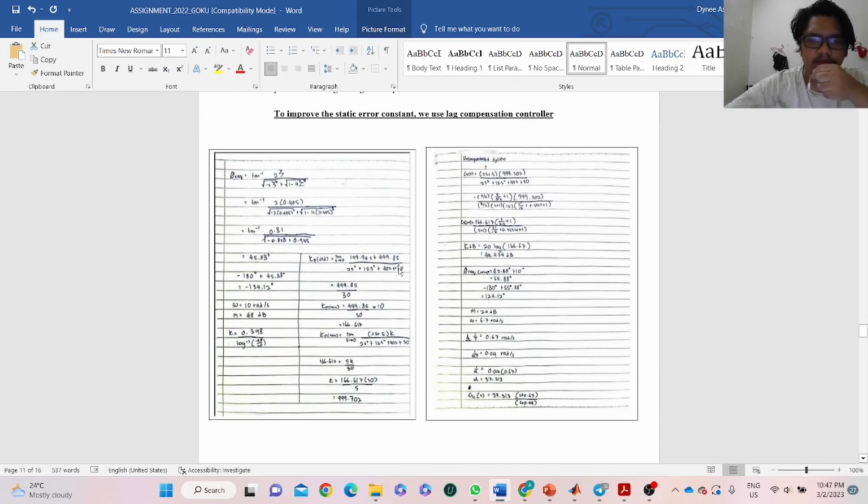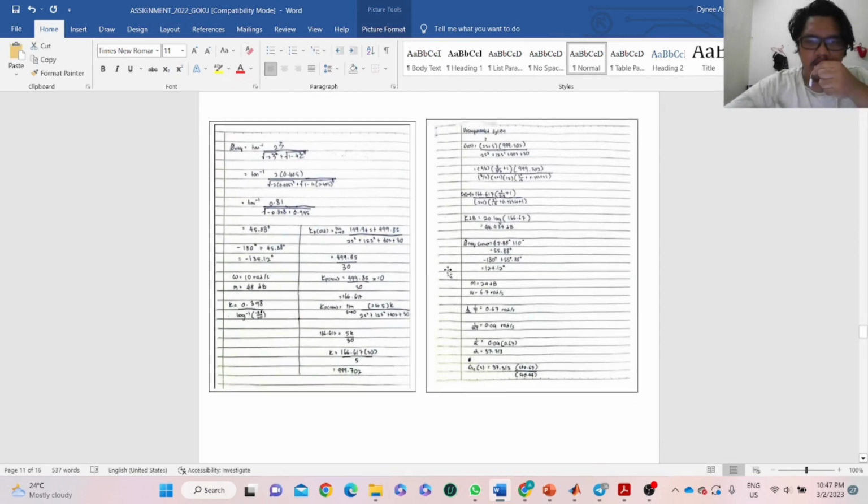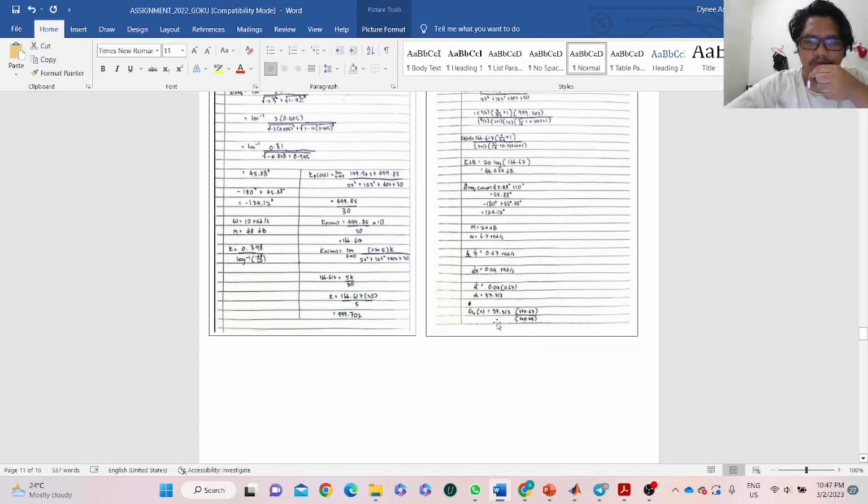So this is our calculation for the transfer function that will be used in the system. So we get 37.313.